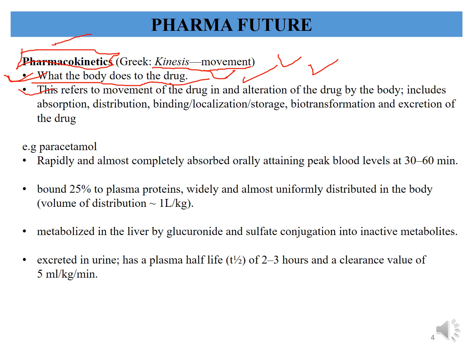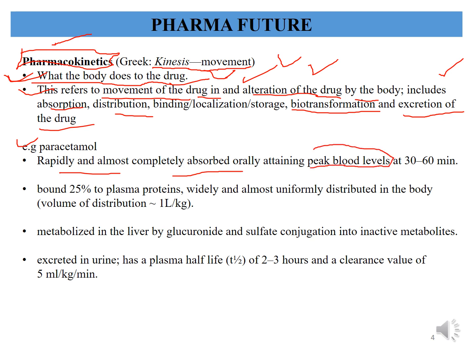It includes movement of drug in and alteration of drug by the body. It includes absorption, distribution, biotransformation, that is metabolism, and excretion of drug. For example, paracetamol is rapidly and almost completely absorbed orally and attains the peak blood level, meaning the highest concentration of drug in plasma, within 30 to 60 minutes.